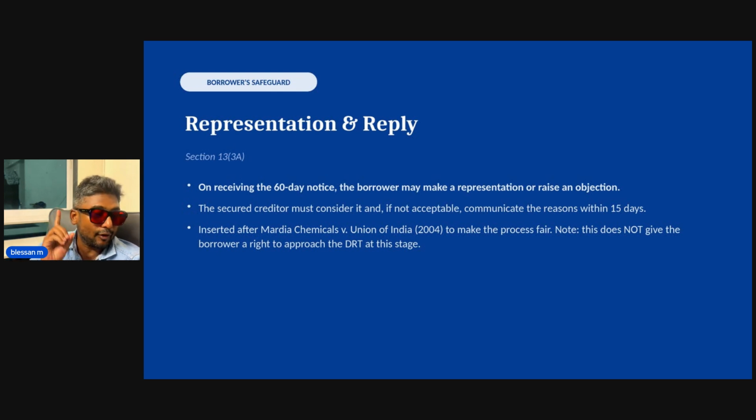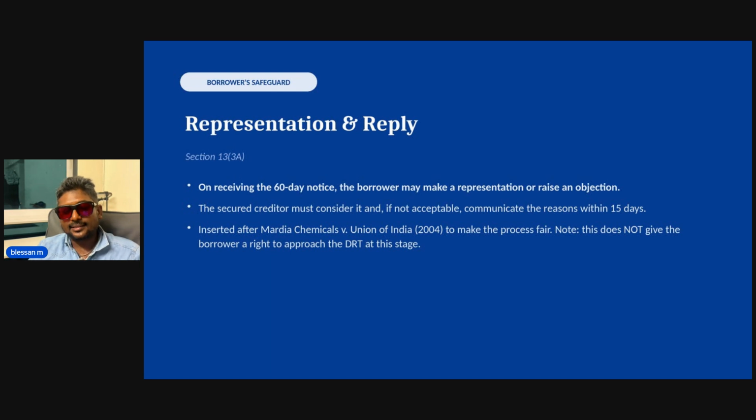And in case you have not replied within 15 days, then that can invalidate the SARFAESI action. So this is a very important power. Look, the representation can be anything. The bank can actually reject the representation. The bank can say no, anything, but you must reply to the representations. Not replying to the representation would be seen as a serious violation, and it can actually invalidate the SARFAESI proceedings.